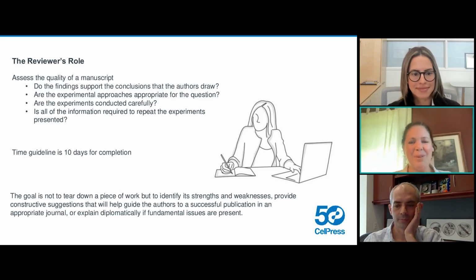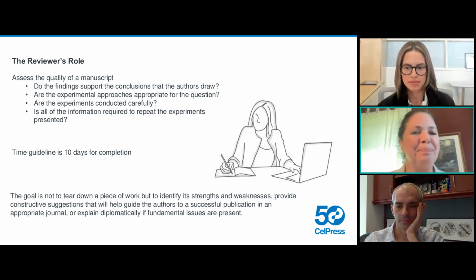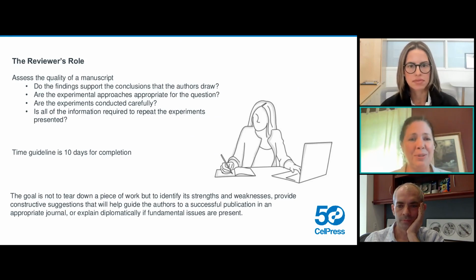So what is the role of a reviewer? Okay, the essential core role is to assess the quality of a manuscript. I can break this down into a few different points. Do the findings support the conclusions that the authors are drawing? I'd say this is the most essential point.